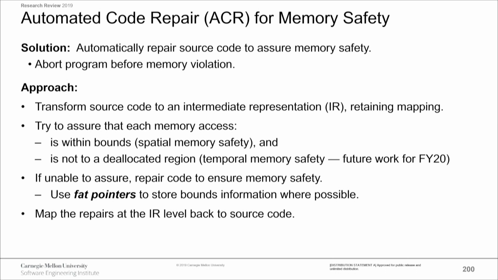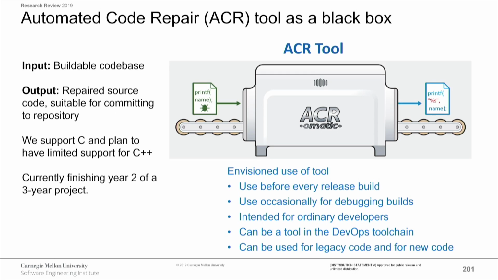To do this, we will use fat pointers to store bound information where possible. We will then map the repairs that we made at the level of the intermediate representation back to the original source code. As input, our tool takes a buildable code base, and as output, it produces a repaired source code base. And that repair is suitable for committing back to the repository. So it's not just source code, it's human readable source code, something that people can continue to work with.